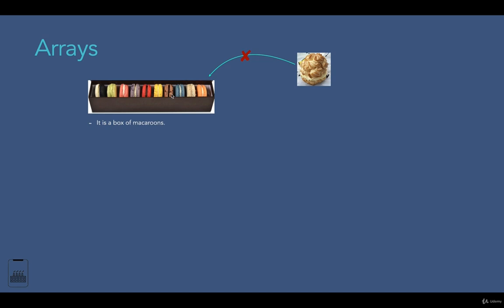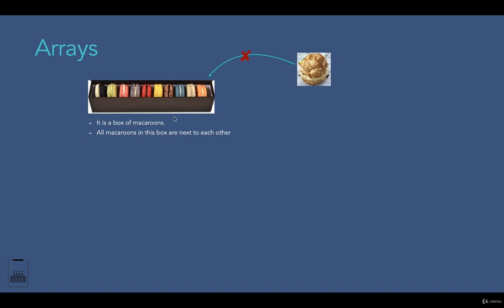The next property is that all macarons in this box are next to each other. There is no gap between them, which means that they are contiguous. As you can see, even if I remove one macaron from here, its place will be empty, so we can place another macaron over here. This means that these macarons are located contiguously in the memory.